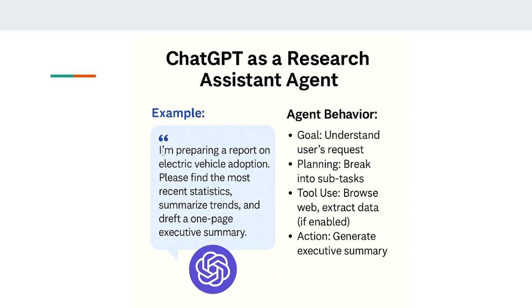So I'm going to type out, I'm preparing a report on electric vehicle adoption. Please find the most recent statistics, summarize trends, and draft a one-page executive summary. Through this little example, hopefully it will understand our request, break down the subtasks we have to do, while also browsing the web and extracting any data that can be useful to our project, and then give us an output of a general summary. So I'm going to swap us over to ChatGPT in just one moment here.